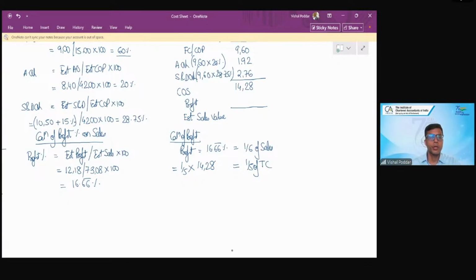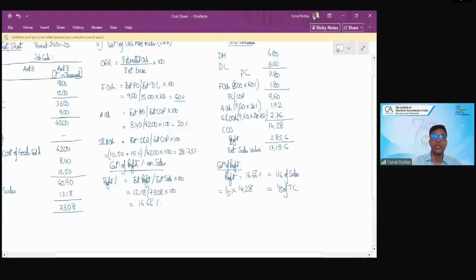So how much is this? 1/5 of 1428. Anurag, yes, 1428, 1/5 is how much? 285,600. Anurag, Manivanan, yes. So it is 285. The total is 16,700. 1513.6. So this is our final answer for this question of cost sheet.